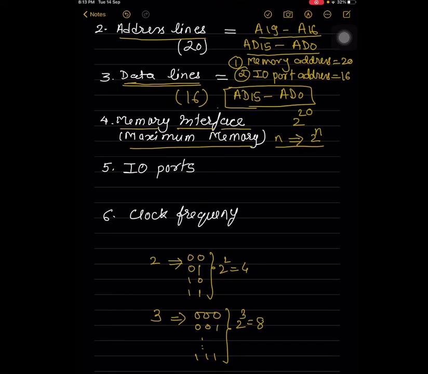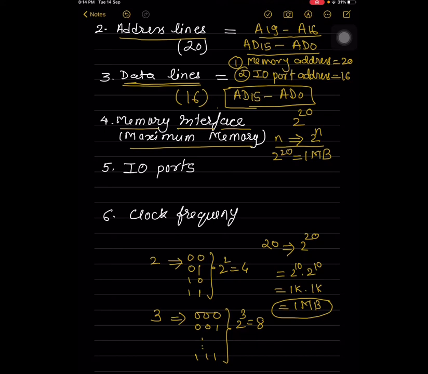So if the processor has 20 address lines, the total addresses that can be generated are 2 raised to power 20, which represents 2 raised to power 10 into 2 raised to power 10, which is equal to 1K into 1K, and this is equal to 1 megabyte. So in microprocessor 8086, the maximum memory which can be interfaced with 8086 is 1 MB. This is the most important feature in 8086: the maximum memory is 2 raised to power 20, which is equal to 1 MB.